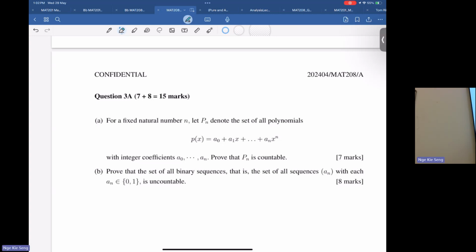And then how about the last one? Set of binary sequence. I think this one is quite similar to your assignment question, right? But in the assignment question, you build an injection into binary sequence. But now I straight away ask you to prove binary sequence is uncountable. I think for those who did it, you know you are doing it right. You just use the same Cantor diagonalization theorem.